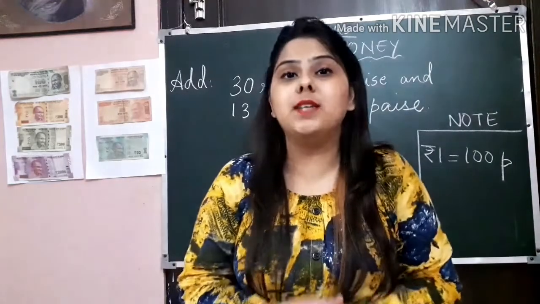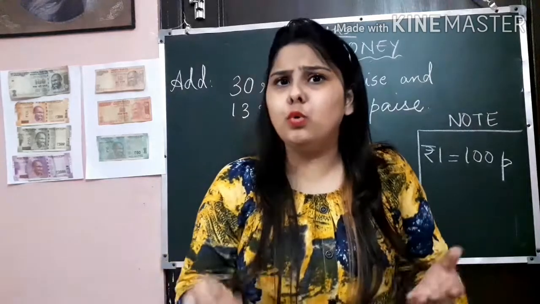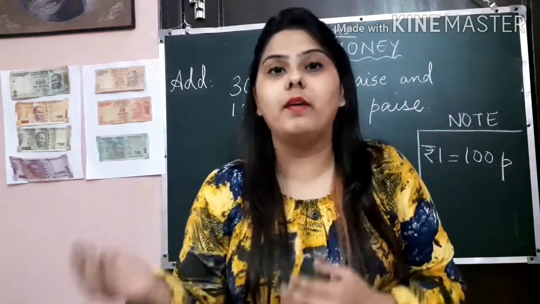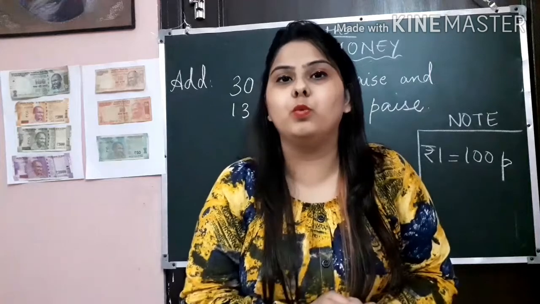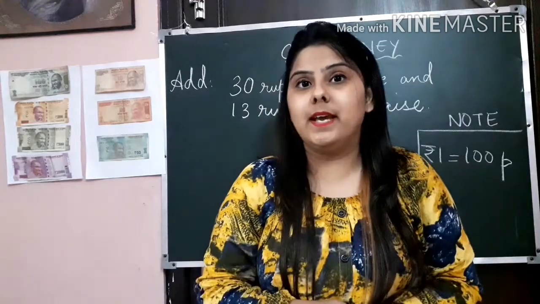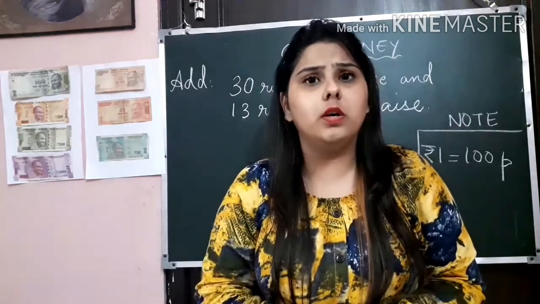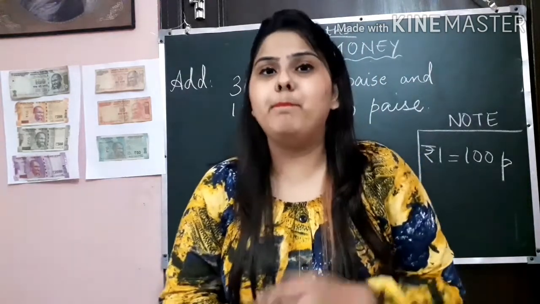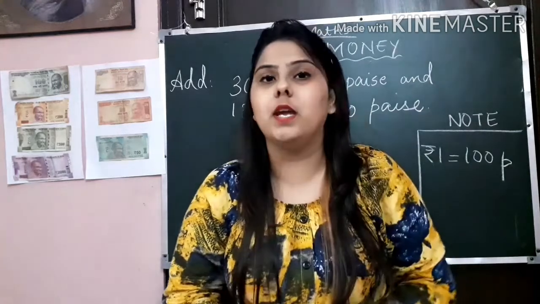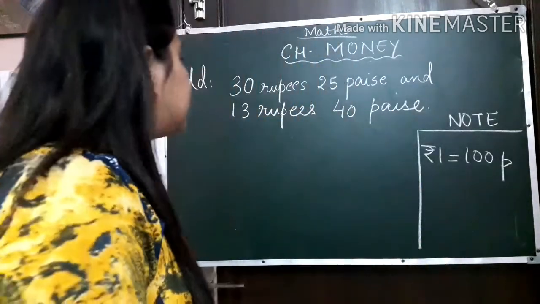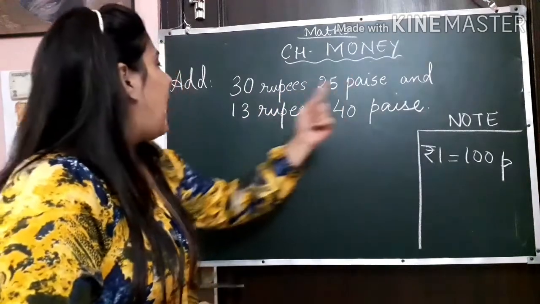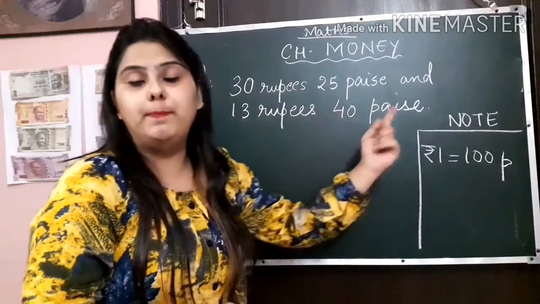As we have already studied the measurement chapter, you know that there is always a relationship between units. So 1 rupee equals 100 paise is the relationship between rupees and paise. Now you need to learn how to add the given amounts. For this you should remember that paise consists of 2 digits in a question. So here we need to add 30 rupees 25 paise and 13 rupees 40 paise.